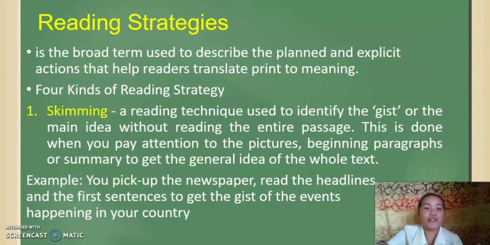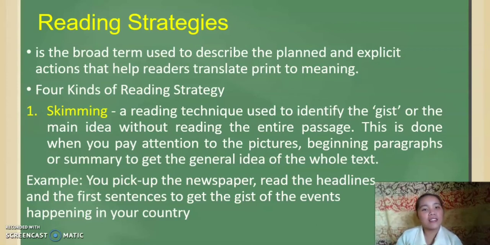Another example for that is when you pick up the newspaper, read the headlines and the first sentences to get the gist of the events happening in your country. Now, most people usually do this. They read the headlines. Okay, you know the headlines? Okay, very good if you know that. Headlines are the text in front of the newspaper, which is in big letters. Okay, very visible to the eyes.